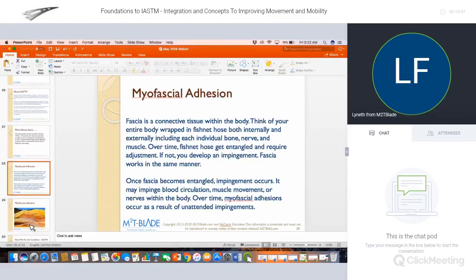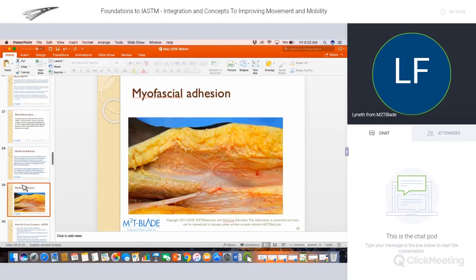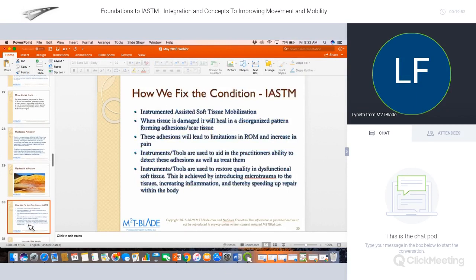Here's a great picture of a myofascial adhesion. These are 2 tissues that are stuck together. You can see all the stickiness and everything through those tissues. So our goal is to create mobility and create more blood flow and get those tissues to slide back and forth over one another. So of course, how do we fix this condition?